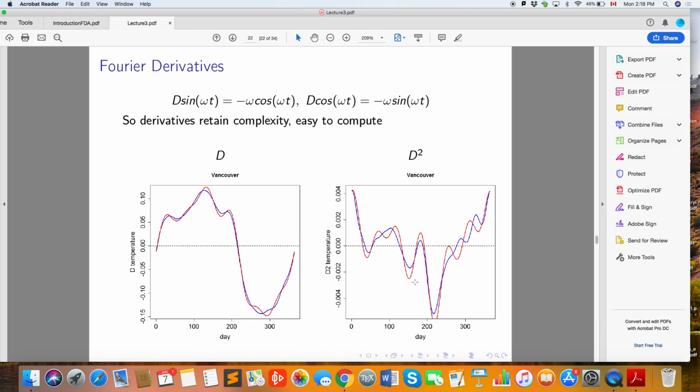So this is the Fourier basis functions. Okay, so maybe we can have a 10 minute break, and after that we will continue to introduce another basis function. Okay.